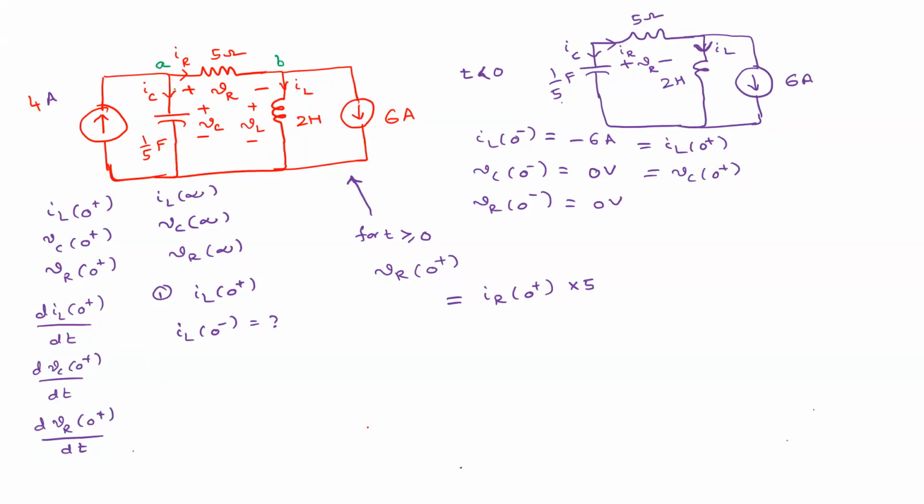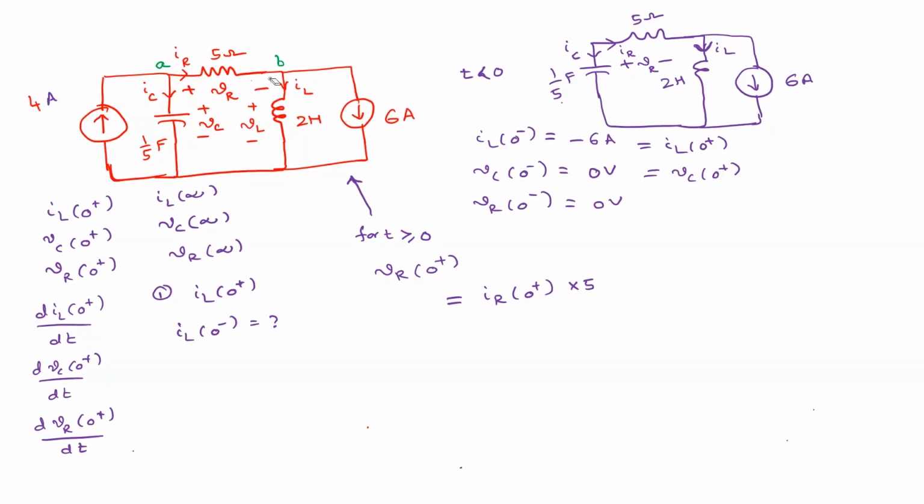If you apply KCL at node A, you have IC of 0 plus. Do you know the value of IC of 0 plus? Not known, sir. It is unknown, yet to be found, right? If you apply KCL at node B, you know the value of IL of 0 plus. So this value is known to you, and this is the current source, right? So this value you need to find out.